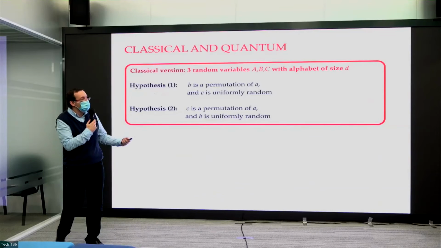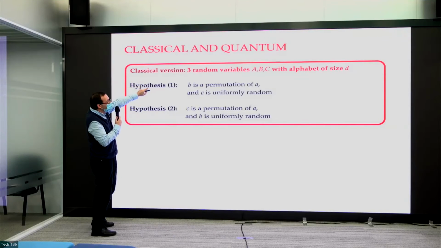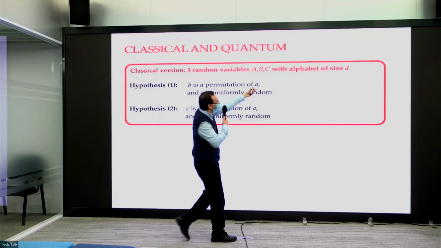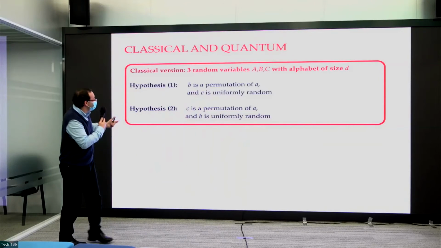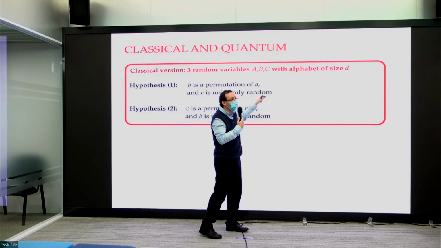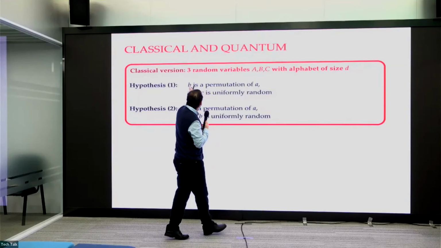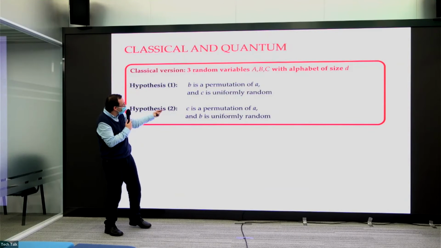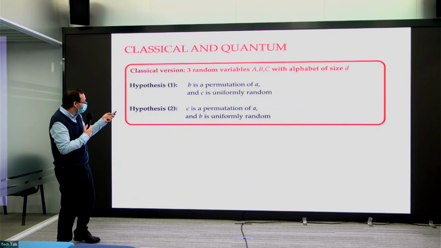And we can compare how well we do this classically and how well we do it in the quantum world. So classically, you would have 3 random variables. Let's say each random variable has an alphabet of size D. Let's say D equal to 2 would be bits. You would have 3 bits. And one hypothesis is that the value of the bit B is some permutation of the bit A. So either B is equal to A, or it is A flipped. So a 0 becomes a 1, or a 1 becomes a 0, whereas the other variable is random. Or the other hypothesis is that C is a permutation of A, while B is random. This is the classical case.